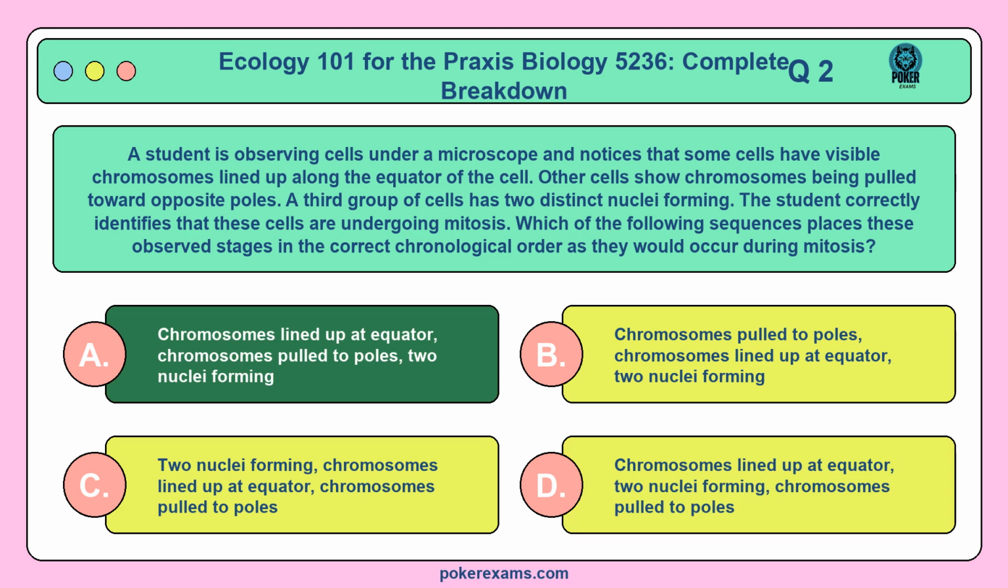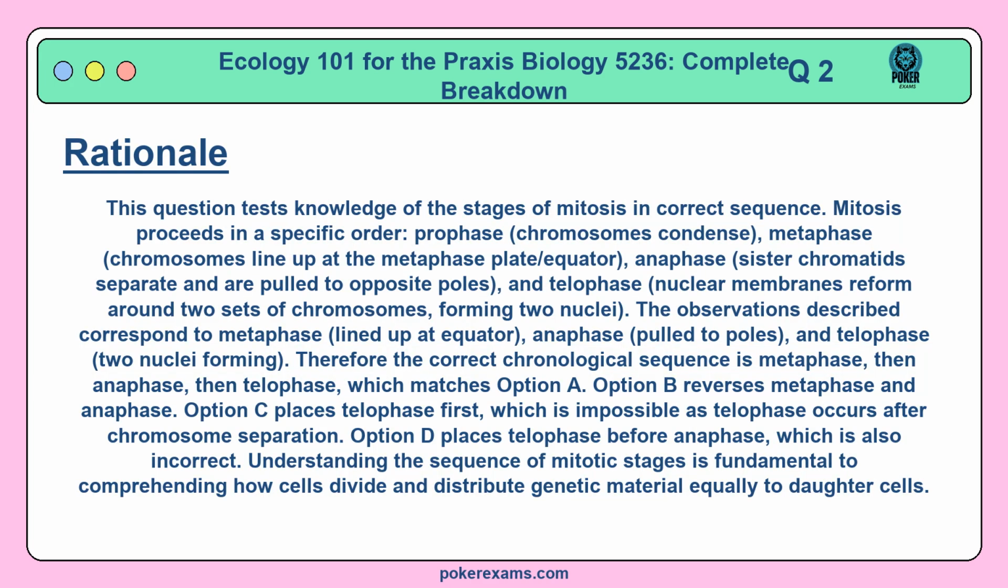The correct answer is A. This question tests knowledge of the stages of mitosis in correct sequence. Mitosis proceeds in a specific order. Prophase, chromosomes condense. Metaphase, chromosomes line up at the metaphase plate/equator. Anaphase, sister chromatids separate and are pulled to opposite poles. And telophase, nuclear membranes reform around 2 sets of chromosomes, forming 2 nuclei.